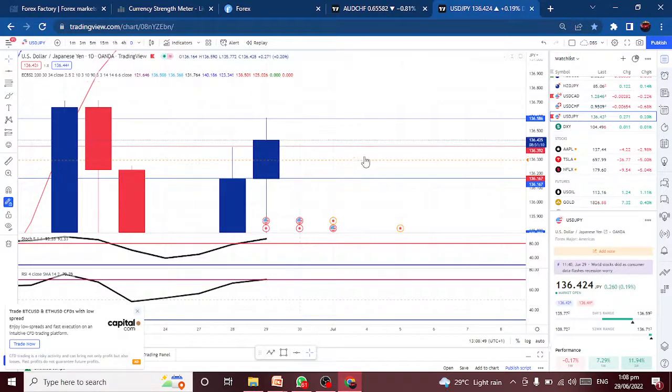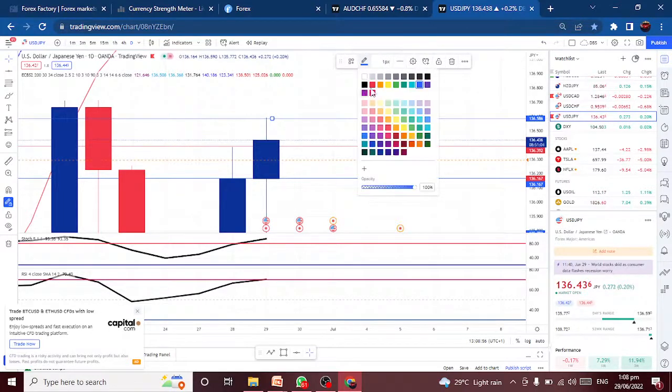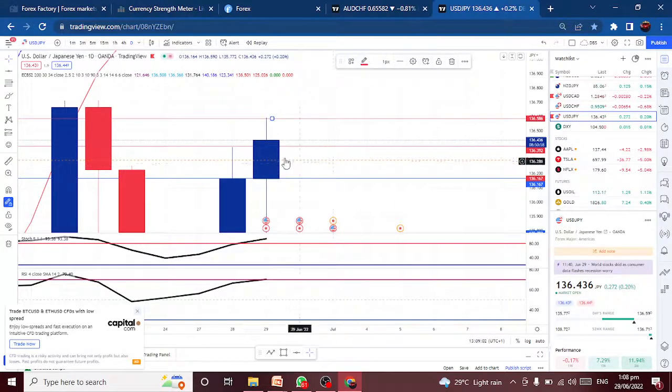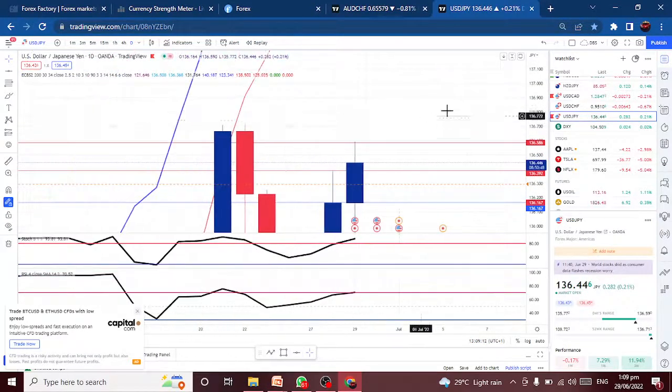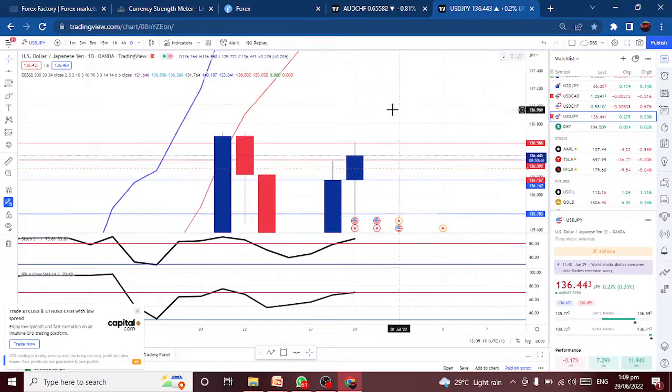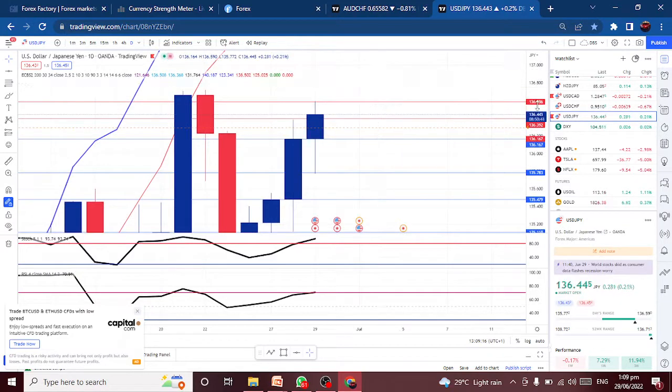So remember to give it color, because they are resistance. This is a resistance. Give it color red. So that is that about that. You are done with the daily charting.